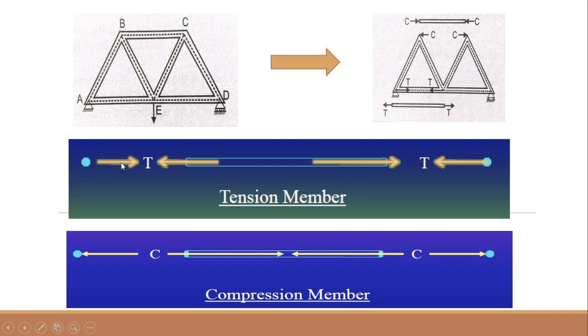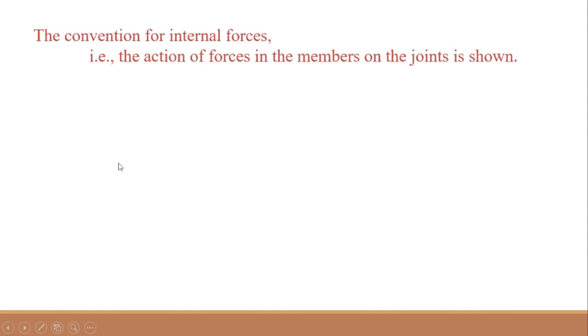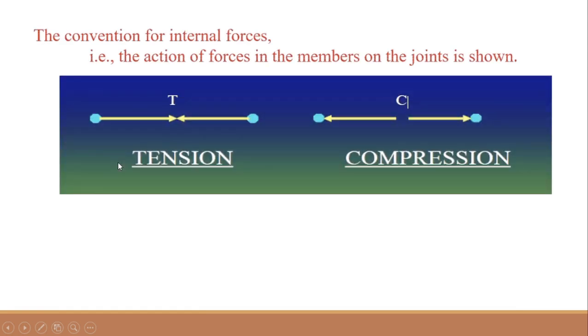So I'll show you in the next slide. That is the convention for internal forces, that is, the action of forces in the members on the joint is as shown. So the tension is noted like this. See here, two hinges are there. If it is coming towards each other internally, then it is called tension.